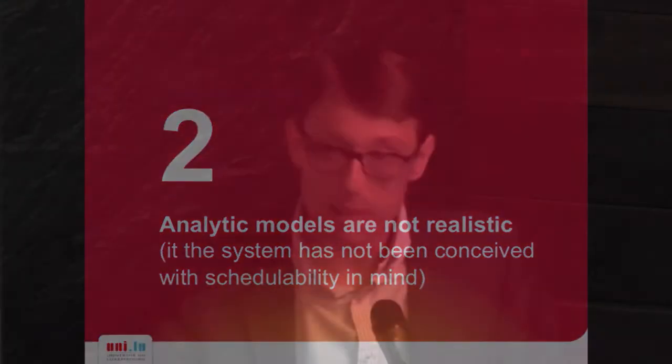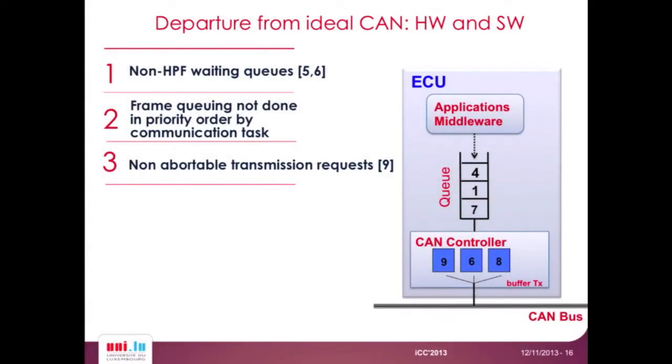Now the second point, and perhaps a more important point, is that analytic models may not be realistic if the system has not been conceived with schedulability in mind. And why is that? Well, there are many reasons why a communication stack may depart from ideal CAN. You can have a non-prioritized waiting queue. You can have frame queuing not done in the priority order, but for instance done in the order of the configuration files.